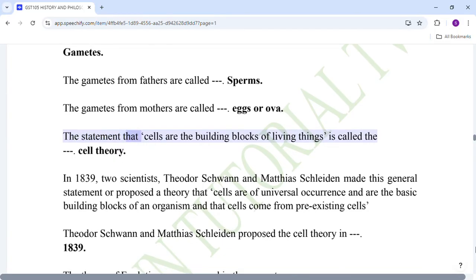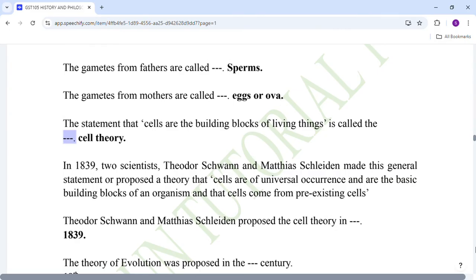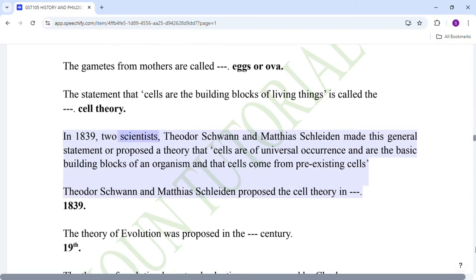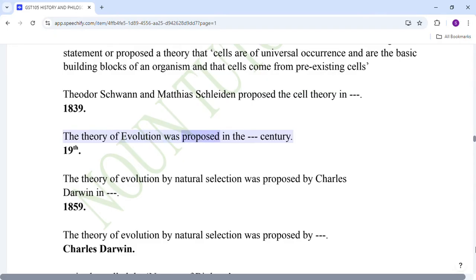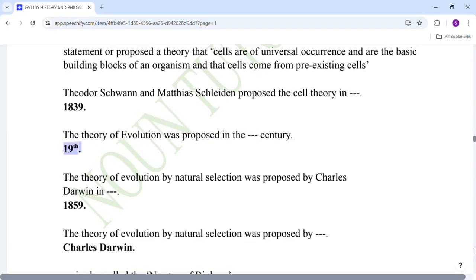The statement that cells are the building blocks of living things is called the cell theory. In 1839, two scientists, Theodor Schwann and Matthias Schleiden, proposed a theory that cells are of universal occurrence and are the basic building blocks of an organism, and that cells come from pre-existing cells. Theodor Schwann and Matthias Schleiden proposed the cell theory in 1839.